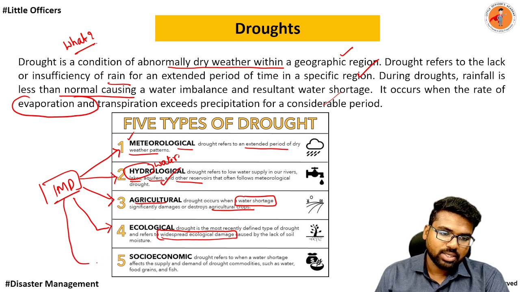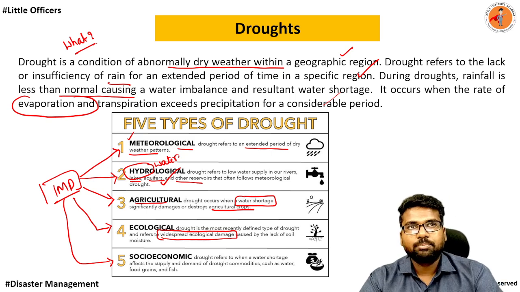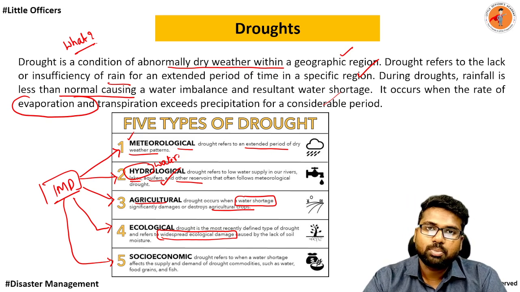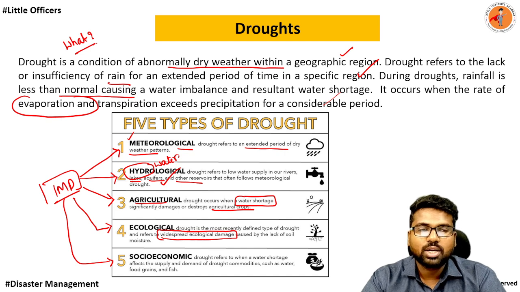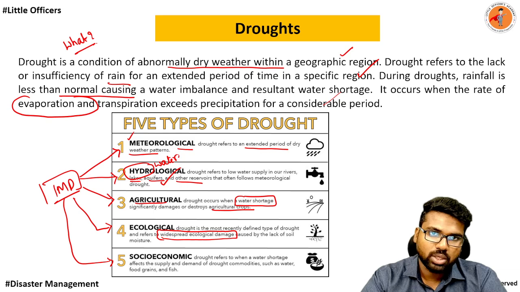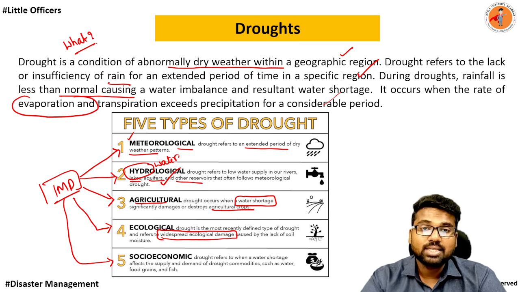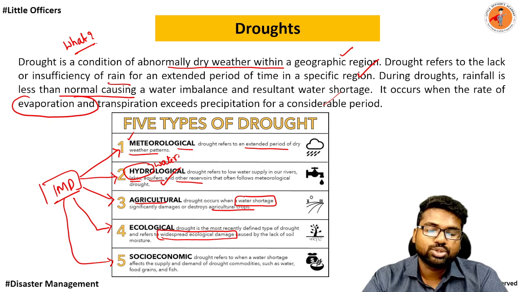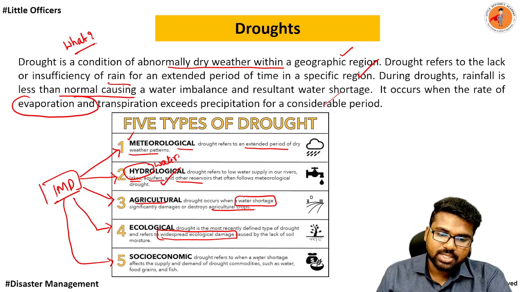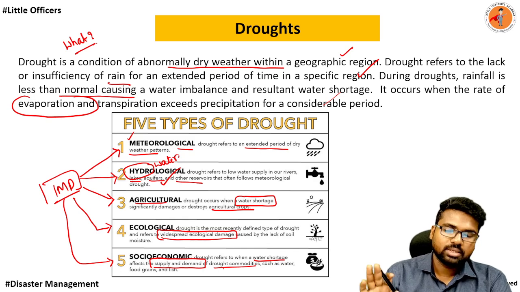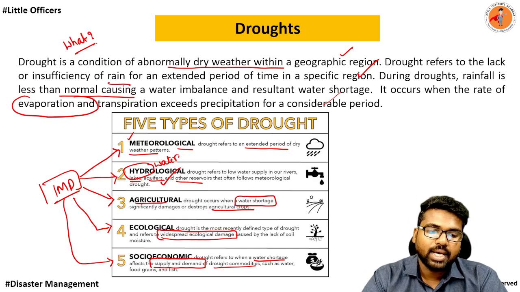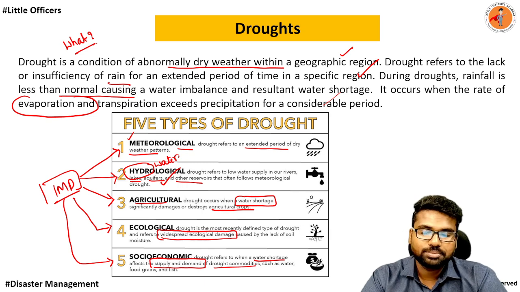Similarly, the final one, socio-economic drought. Let's say certain socio-economic products, consumer products or something, for their production you need water, but due to water scarcity you are not able to produce them. This kind of drought is what we call socio-economic drought. So when there is a shortage of water affecting the supply and demand of some of the commodities such as water, food grain, fish, etc., then we call it socio-economic drought. Sometimes these types can also be asked directly.